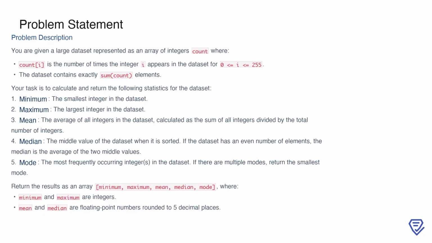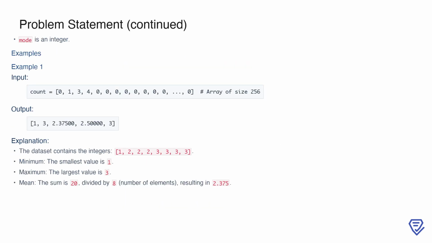The result will be an array containing these values in the order minimum, maximum, mean, median, mode. While the minimum and maximum will be integers, the mean and median need to be floating point numbers rounded to 5 decimal places, and the mode will also be an integer. Let's now look at an example to better understand this problem.